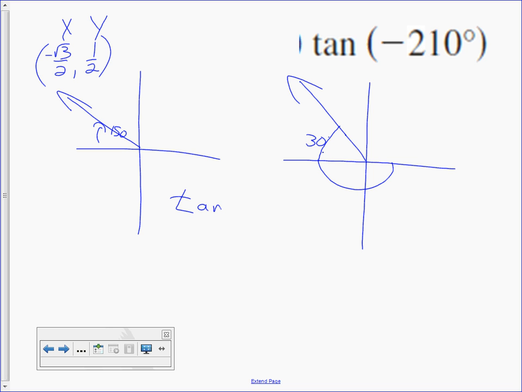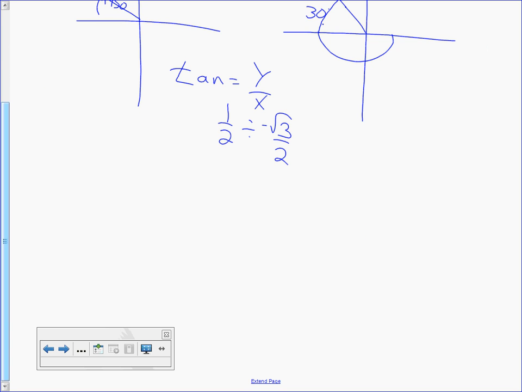Tangent is y over x. So it becomes 1/2 divided by negative root 3 over 2. Now, I wrote it horizontally right away because you're going to have to multiply by a reciprocal. We okay on that? You can write it as a complex fraction, whatever. So it's 1/2 times negative 2 over root 3. You get negative 1 over root 3, which is negative root 3 over 3. There's your tangent.